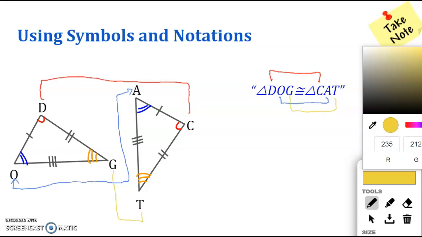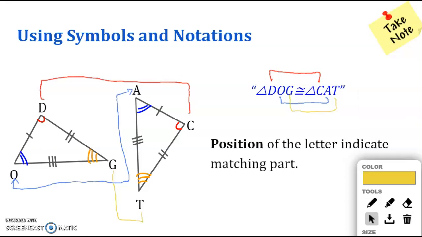Okay, so the order of the triangles does not matter, but the position of the letters matters. D needs to match up with C because they are the corresponding vertices or corners, and O matches with A, and G matches with T, and so the order does matter. And so the position of the letter indicates the matching part. Okay, so please take this down.